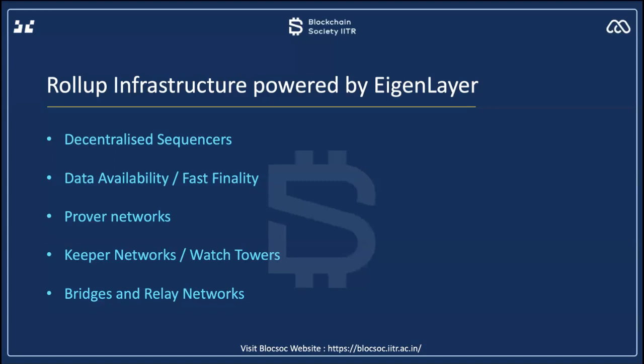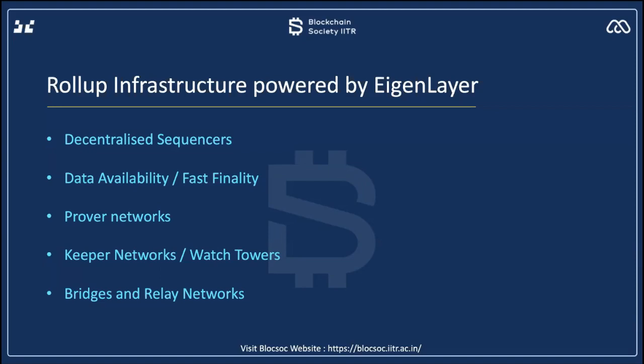Another thing that can be built on EigenLayer is data availability. If you remember the lecture from Avail, they talk about how a bunch of nodes store data temporarily, and these nodes can be built on EigenLayer. EigenLayer does have a data availability layer called EigenDA that it has developed in-house. On top of that, it can also include fast finality. I will talk more about it in further slides.